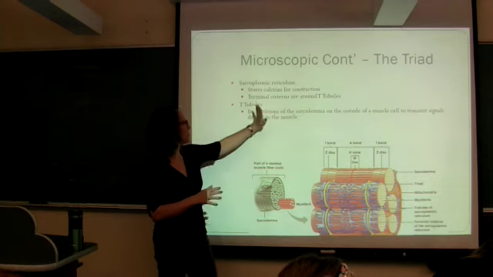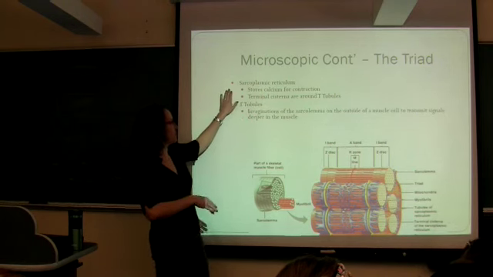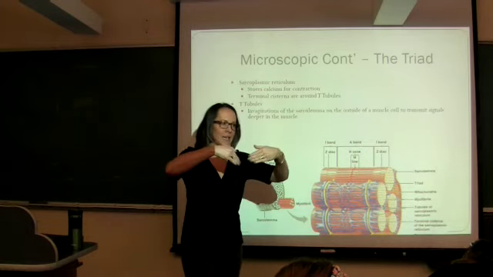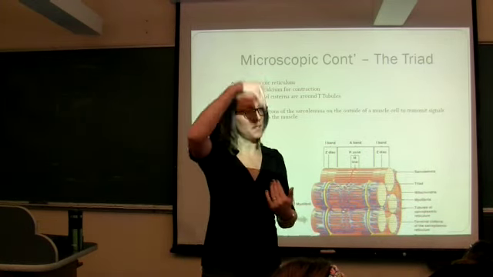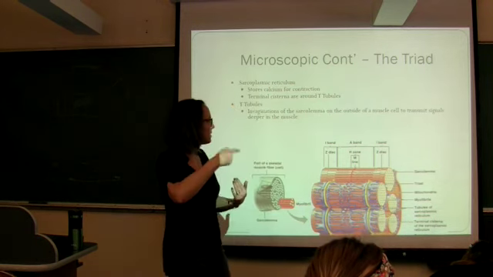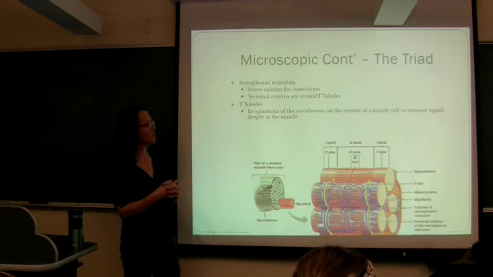Don't worry about terminal cisternae. It's just the ends of the sarcoplasmic reticulum. And then you have what are called T-tubules. The T-tubules dive down into the cell itself and send the calcium down into it, to help facilitate the contraction of those myofilaments. Okay?